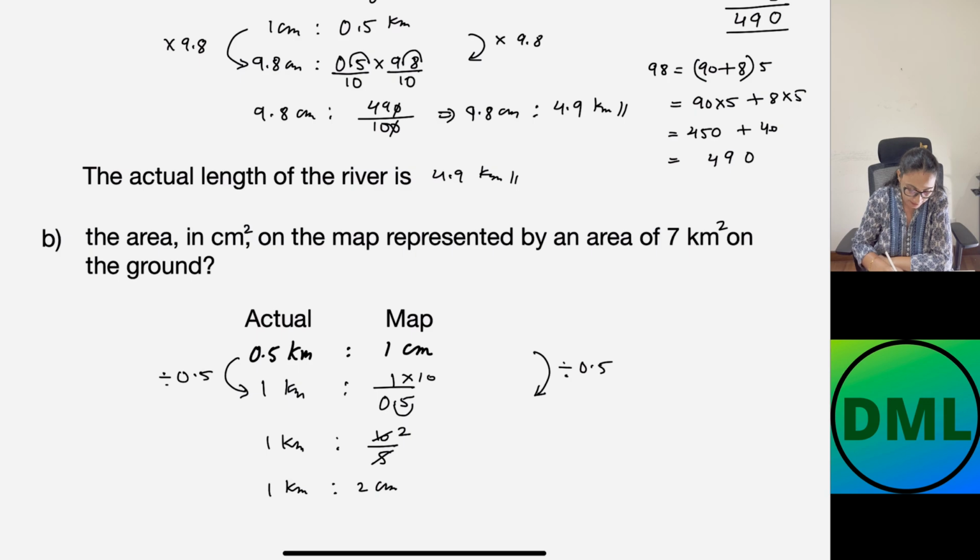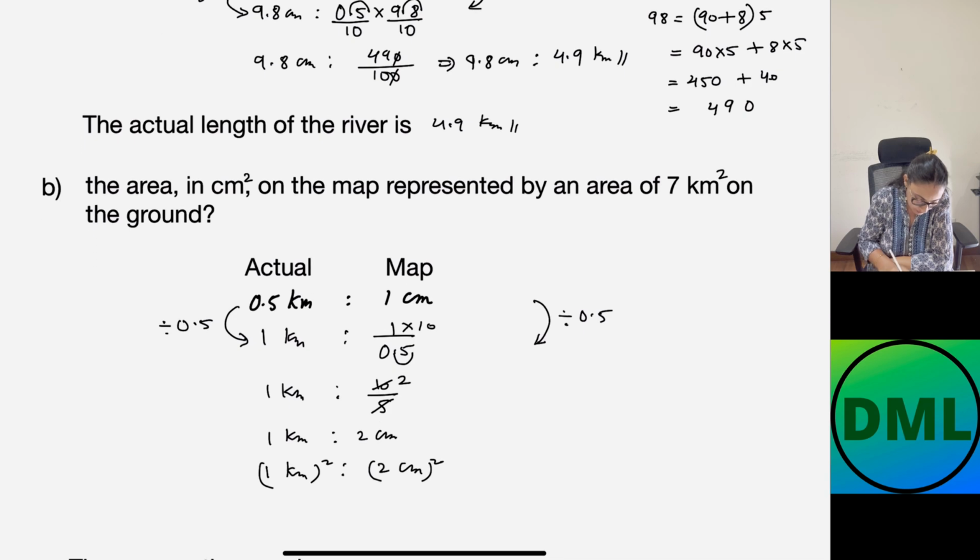That is my scale. But I need to calculate the area. That means I have to do it square on both the sides. 1 kilometer, the whole square, is to 2 centimeters, the whole square. This will be written as 1 square is 1. 1 kilometer square is to 2 square is 4 centimeter square. I have to calculate for 7 kilometers square. Let's write down here 7 kilometer square.